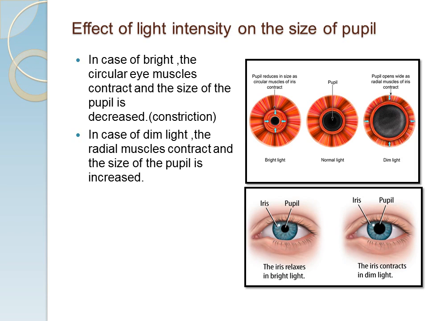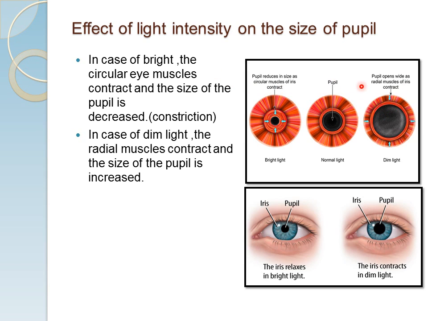Now in this slide we will see the effect of light intensity on the size of the pupil. Very minutely see this diagram. This is the normal size of the pupil in normal light. Now when it is exposed to bright light, what will happen? The pupil shrinks. The size of the pupil reduces as the circular muscles of the iris contract. And here you see it is exposed to dim light. Now the pupil opens wide as the radial muscles of the iris contract.